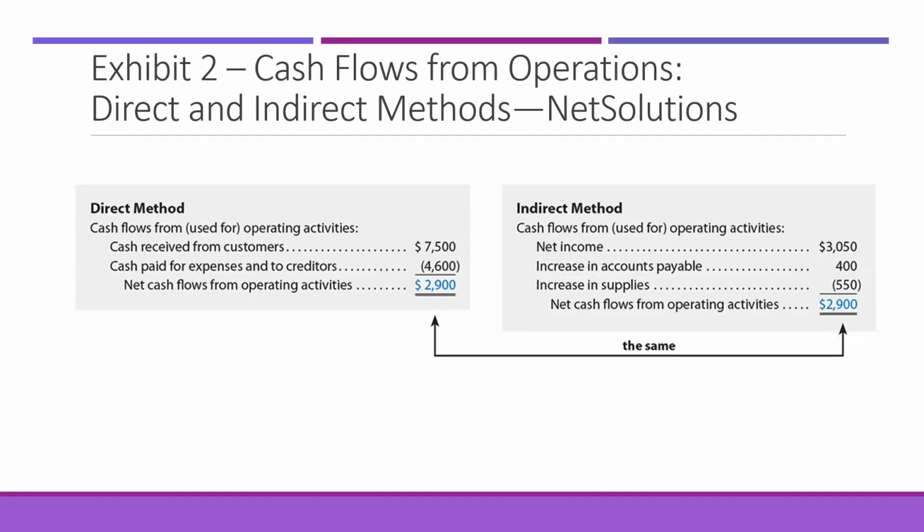If supplies goes up, and in this example I think it's only supplies, that means we paid more for supplies that we already have, right? But that didn't change net income. That has to decrease cash flows. And so that's the basis of the indirect method.